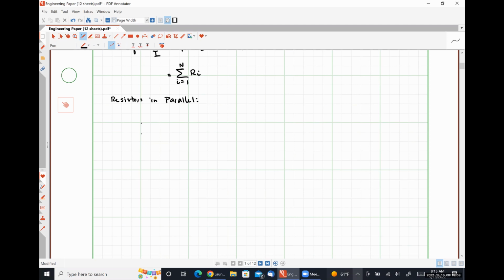So now let's consider a single node pair system where we have some current IS connected to multiple resistors connected in parallel. So here's our resistor R1. Here's our resistor R2. And let's consider the case that we have N resistors in parallel. So here's R sub N.